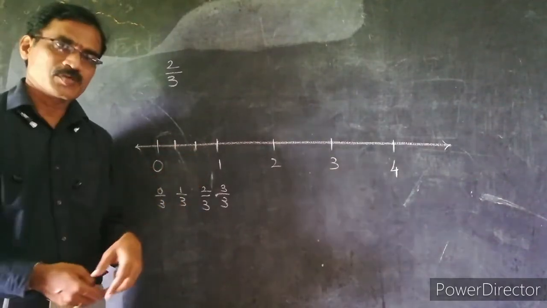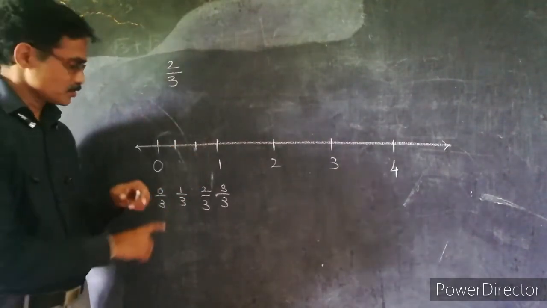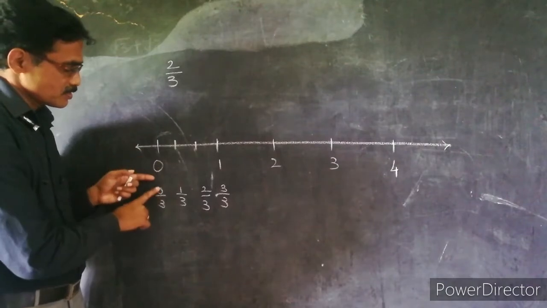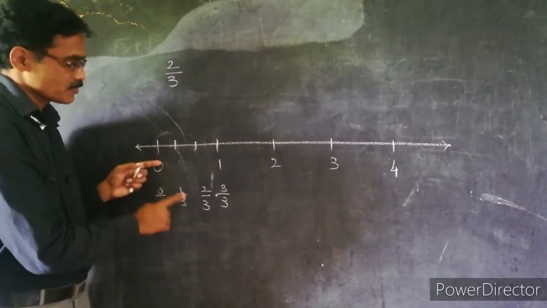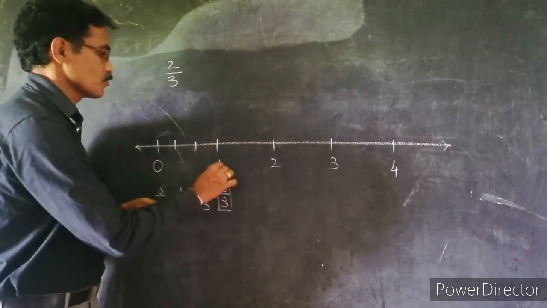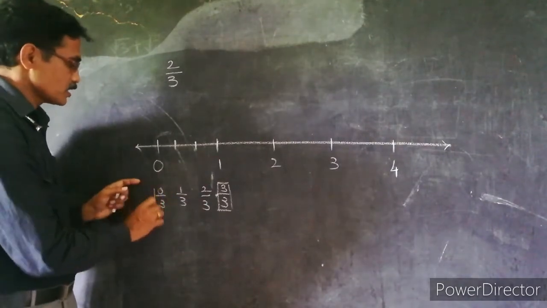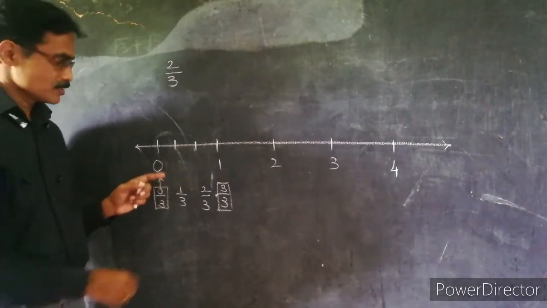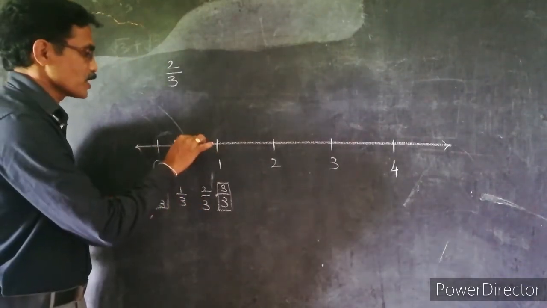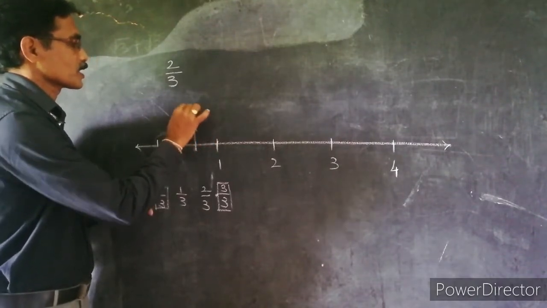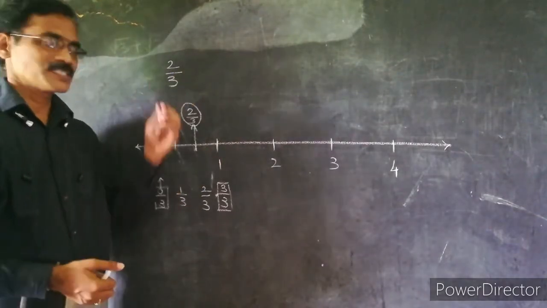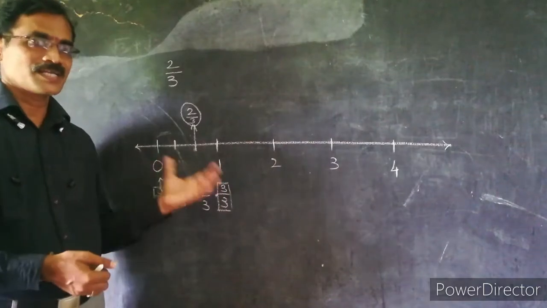Why have we taken 3 equal parts here? Because the denominator is 3. If it is 4, you make 4 equal parts. The first one is 0 by 3, then 1 by 3, then 2 by 3, and the last one is 3 by 3. 3 by 3 is equal to 1, and 0 by 3 is equal to 0, you know that. In between we have 1 by 3 and 2 by 3. We want 2 by 3, so this is the place of 2 by 3. In this way we have represented the rational number 2 by 3 on the number line.